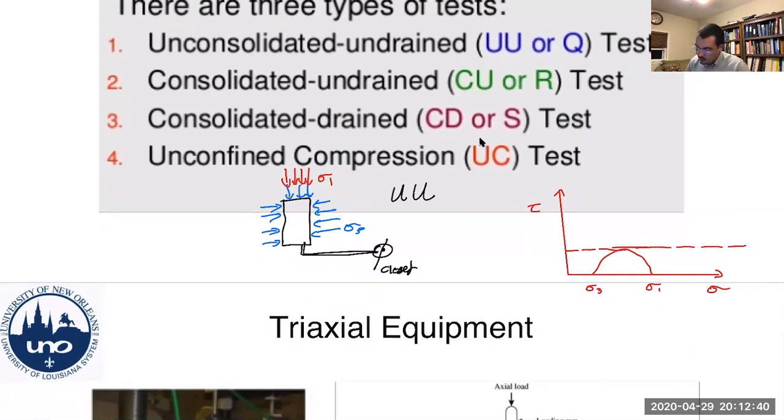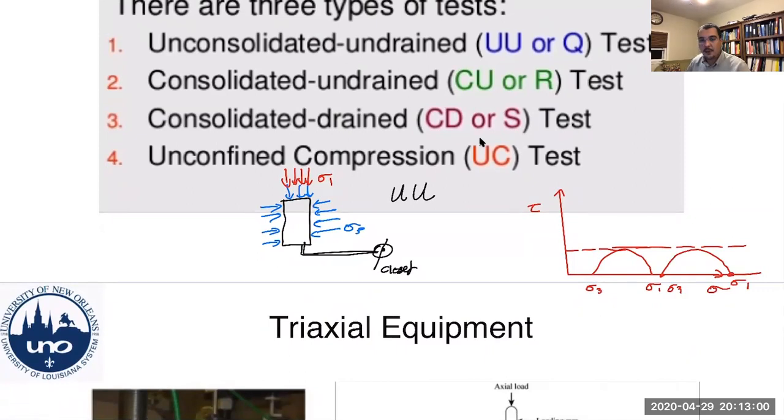And let's say you would run the same exact test on the same exact sample at a higher confining stress. What would happen is it would just shift to the right. So this would be your sigma 3, and this would be your major principal stress.